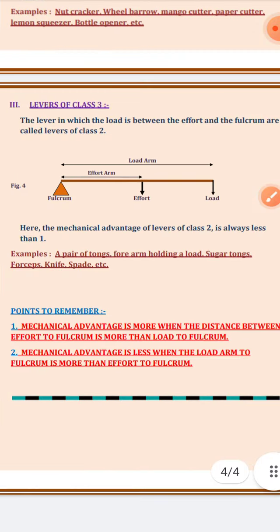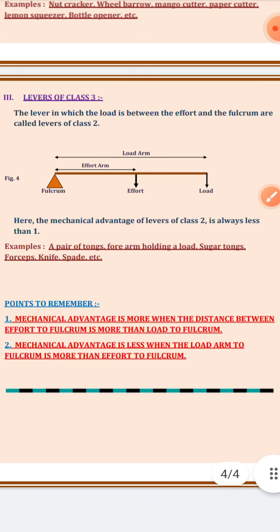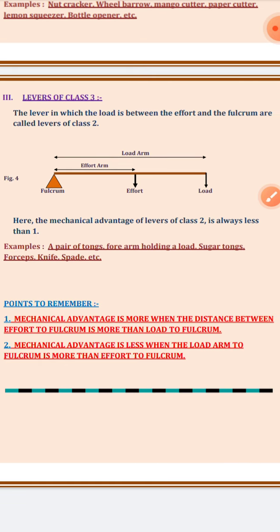At last I have given 2 points. If the mechanical advantage is more, that is, when the effort arm is more than the load arm, then it is our profit. And if the load arm is more than the effort arm, then it is our loss.